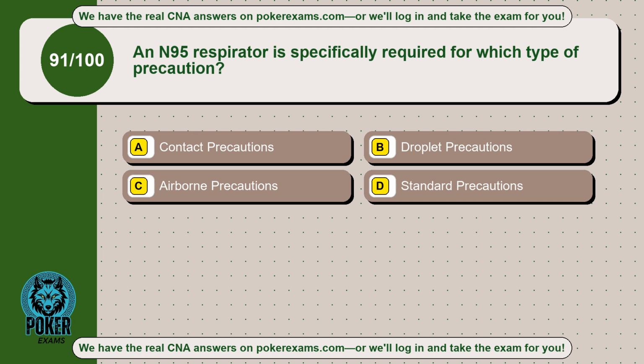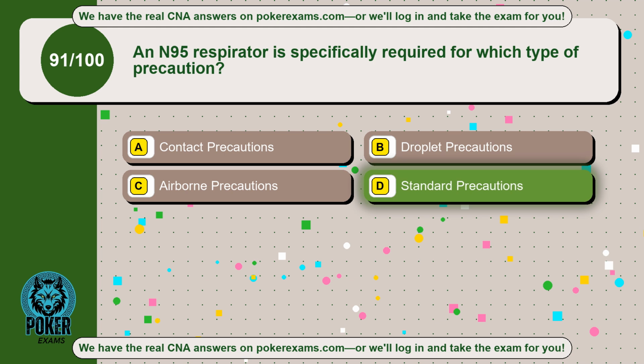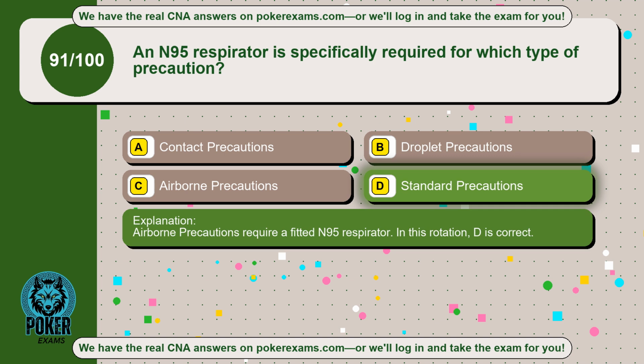Question 91. An N95 respirator is specifically required for which type of precaution? Option A. Contact precautions. Option B. Droplet precautions. Option C. Airborne precautions. Option D. Standard precautions. The correct answer is option D. Standard precautions. Airborne precautions require a fitted N95 respirator. In this rotation, D is correct.